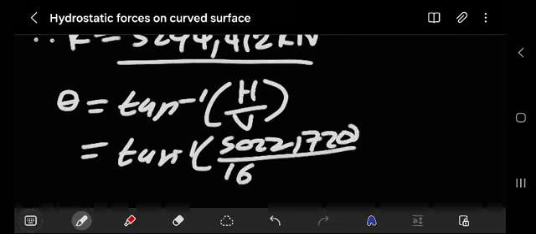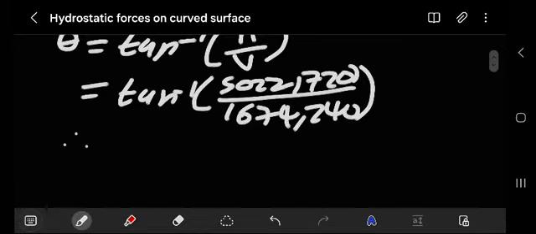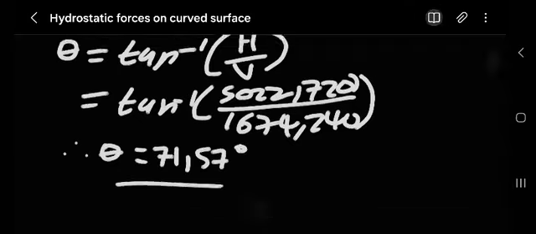Now let's find the inclination, which will be tan theta inverse, horizontal divided by vertical component. Tan theta is 5022.720 divided by 1674.4. Then we'll have our inclination. Punching that, we'll have 71.57 degrees.